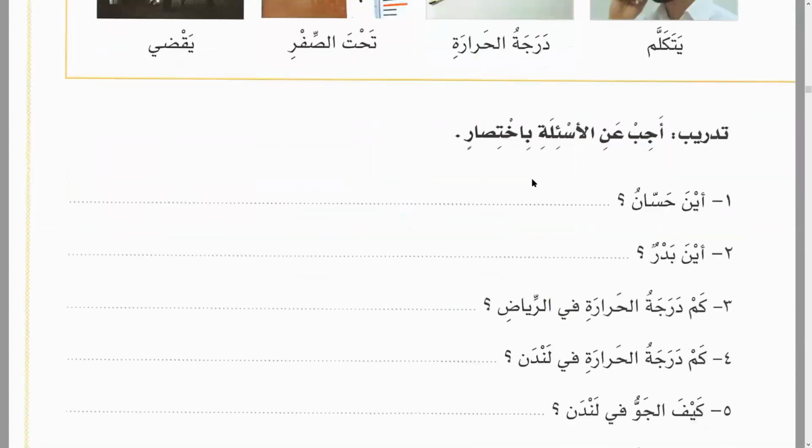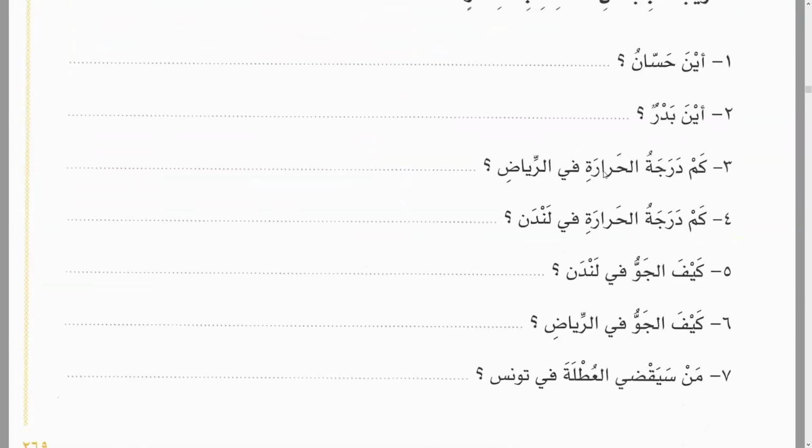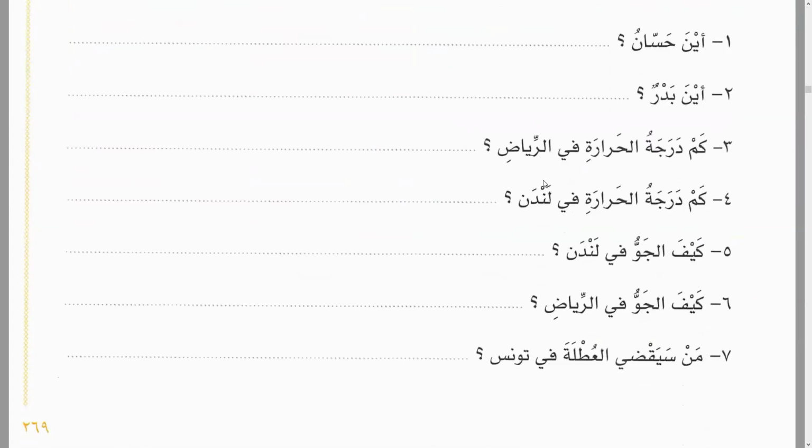Last one. Ajiban al-as'ilata bi ikhtisarin. Aina Hassan? Where's Hassan? Hassanu fi London. He's in London. Aina Badrun? Badrun fi Riyadh. He's in Riyadh. Kam darajatul hararati fi Riyadh? How much is the temperature in Riyadh? How much is it? 20. Right? It's 20. Darajatul hararati fi Riyadh 20. Kam darajatul hararati fi London?